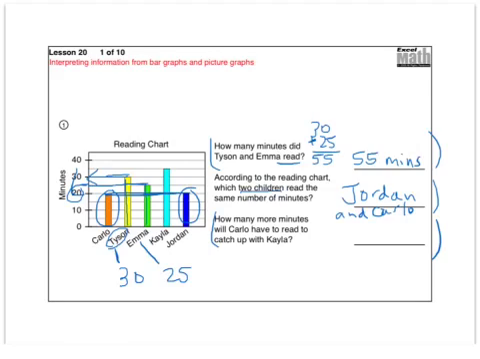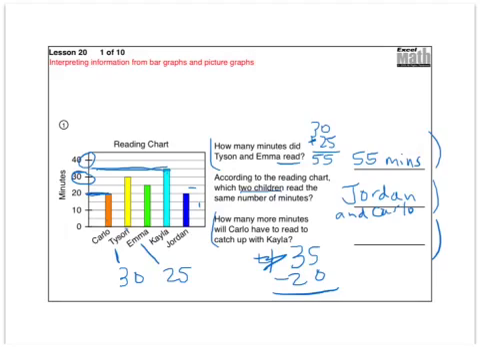How many more minutes will Carlo have to read to catch up with Kayla? Well, Carlo, we just saw his right here, and he read, let me get some of this out of the way, make it a little bit easier to see. There we go. And Carlo, you can see, read 20 minutes, and then Kayla read between the 30 and the 40, so that would be 35 minutes. So for Carlo to catch up with Kayla, she would have to read 35, and right now he's at 20, so your show work should be 35 minus 20, which is 15 minutes.